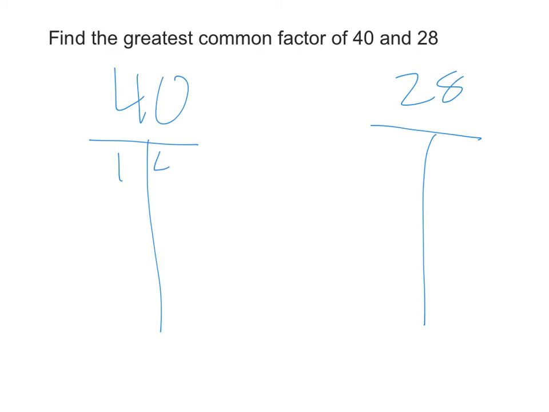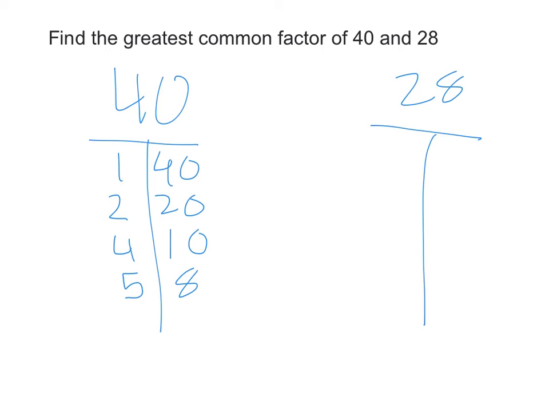So 1 times 40 will give me 40. 2 times 20 will give me 40. 3 will not go into 40. 4 times 10 will give me 40. 5 times 8 will give me 40. 6 will not go into 40. 7 will not go into 40. And then I have 8 right there. And so I'm all done with that one.